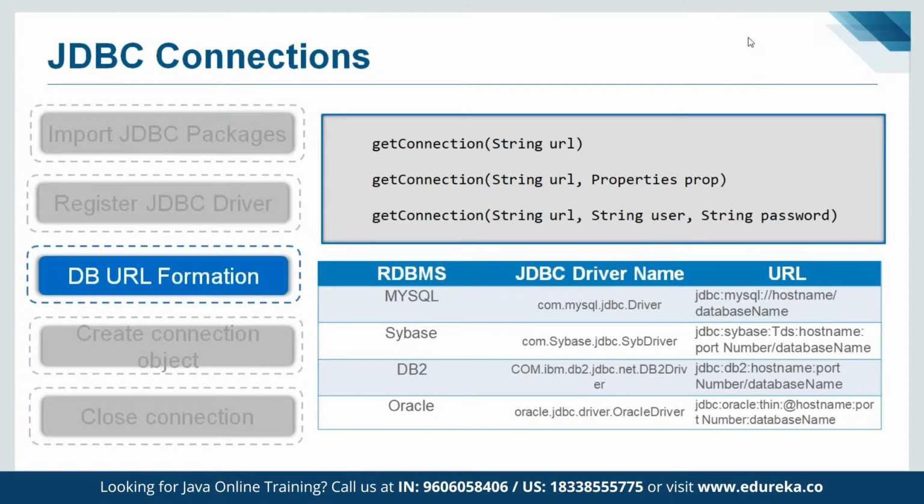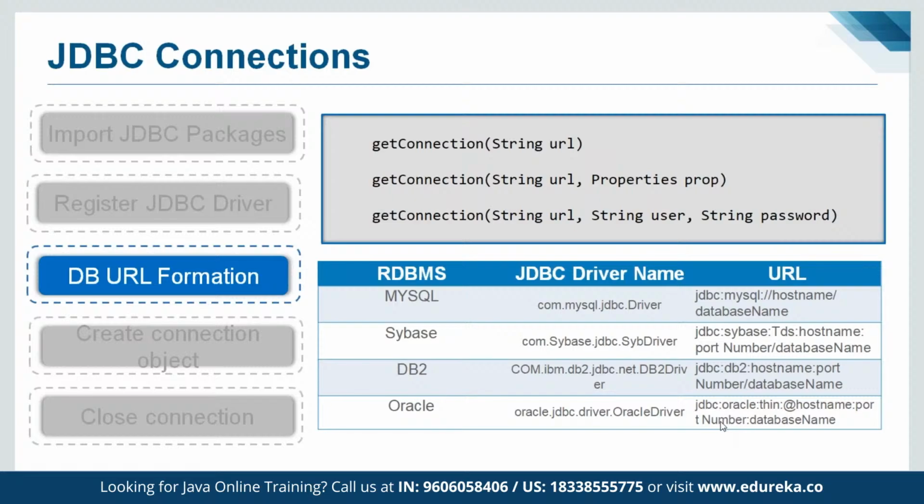It depends on the database. If it is MySQL, com.mysql.jdbc.Driver, and the URL is jdbc:mysql. We are discussing this point only to understand that every database has its own JDBC driver, and every database has its own URL to connect to it. But we are talking about Oracle, oracle.jdbc.driver.OracleDriver. JDBC, Oracle, thin, host name or database server name, port number.